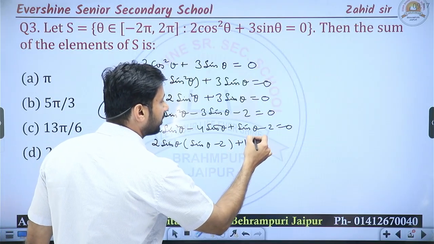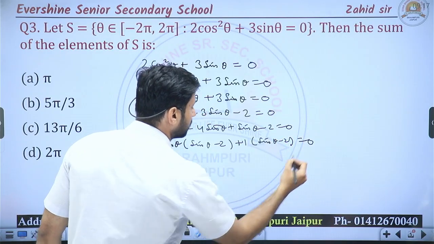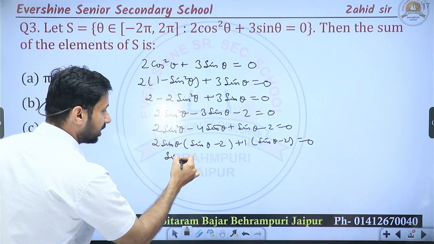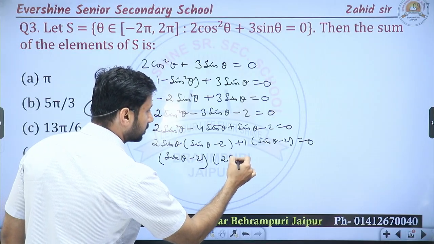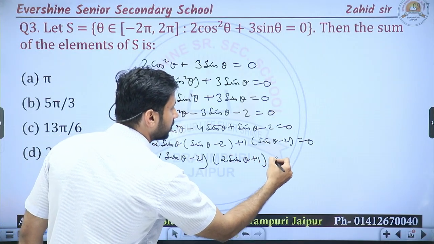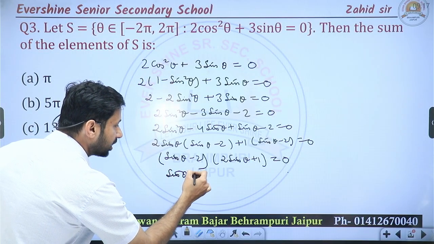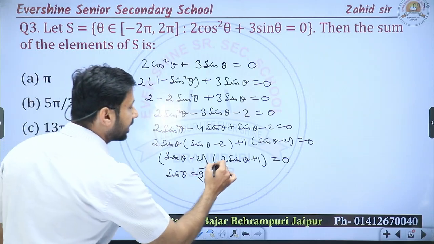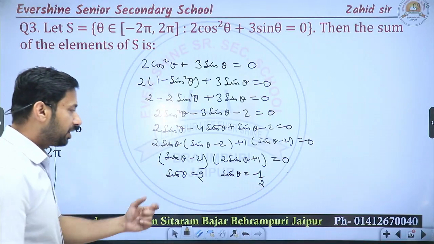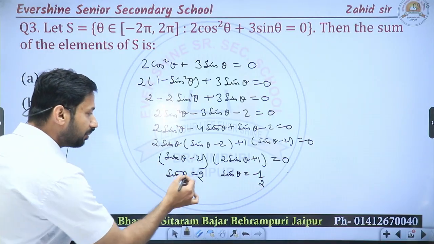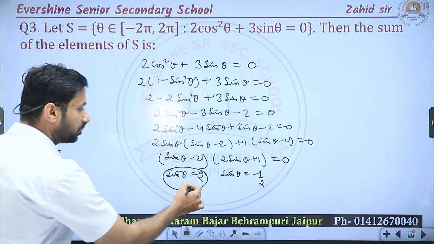Now 1 is a common factor here. So sin theta minus 2. So it will be sin theta minus 2 and 2 sin theta plus 1 equal to 0. So the first bracket gives sin theta equal to 2 and the second bracket gives sin theta equal to minus half. Now beta, this value will be rejected. Why? Because sin cannot be more than 1 and it is 2. That's why this value will be rejected.